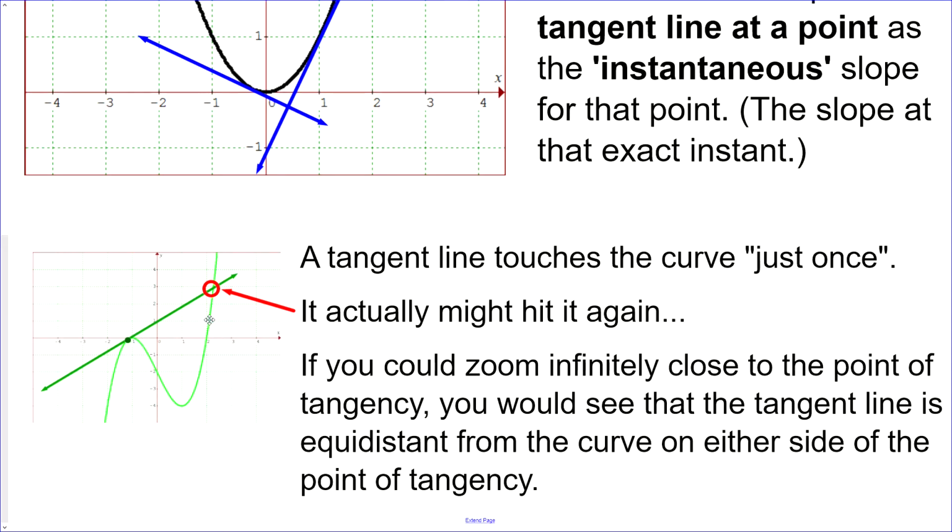Now, whenever people define a tangent line as a line that touches the graph once, this is not a good definition. As you can see in this cubic, we have a point of tangency here, and a tangent line drawn from that, and sure enough, it comes over and hits the graph again. So careful with the definition of tangent line being a line that hits once. That's not the whole story.